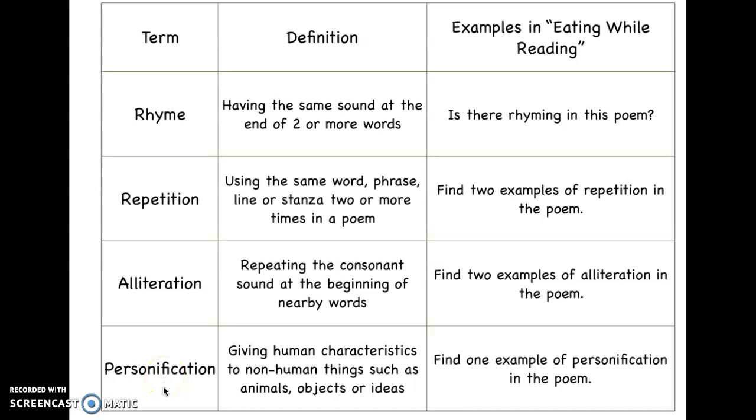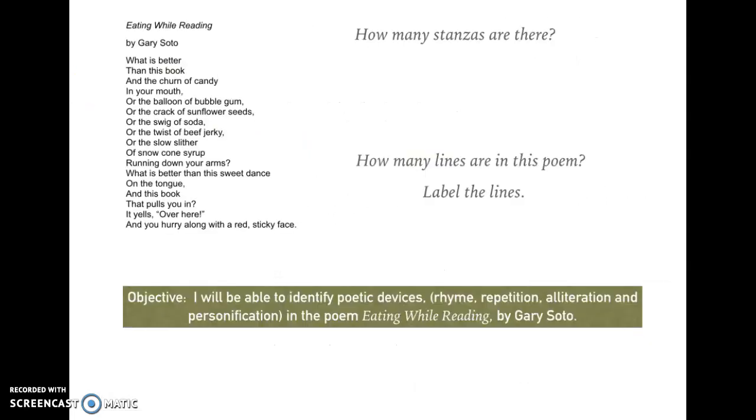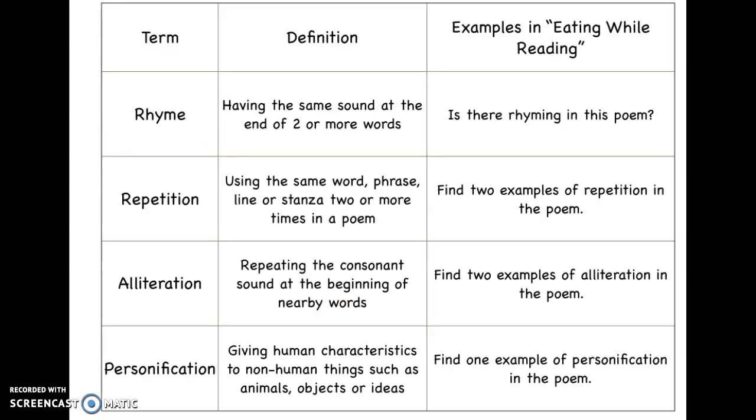The first one we're going to look at is rhyme. Rhyme is having the same sound at the end of 2 or more words. At, bat, and cat all have the same ending sound, so they rhyme. You're going to go to this poem, Eating While Reading, and find 2 examples of rhyming words from the poem. Then you're going to come and write them in this box right here.